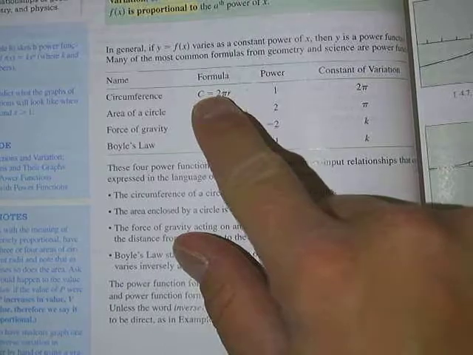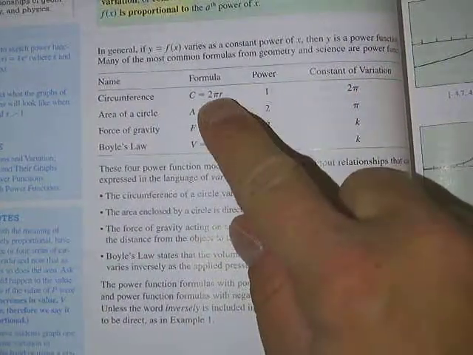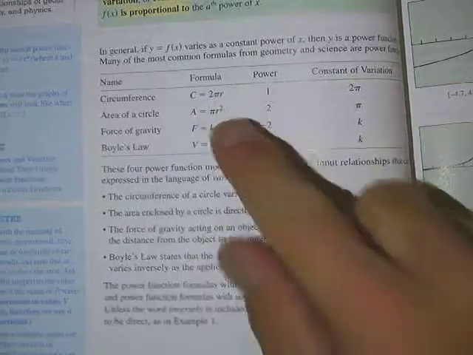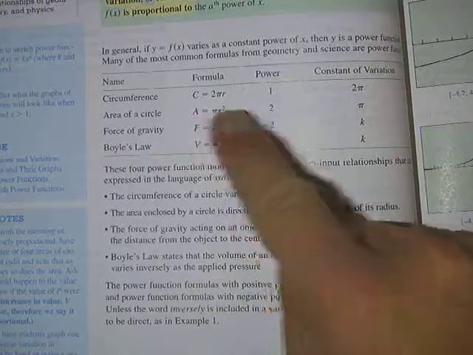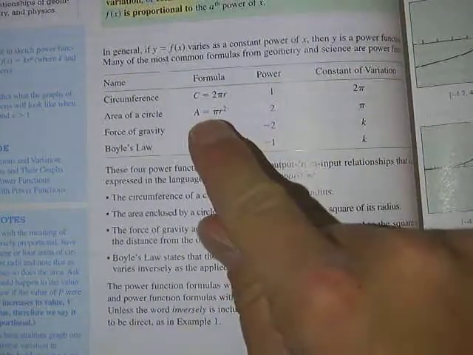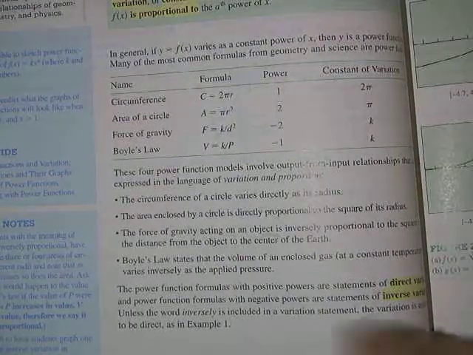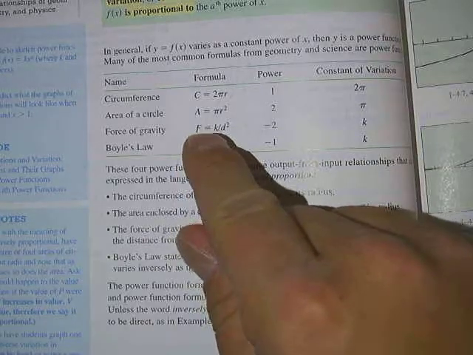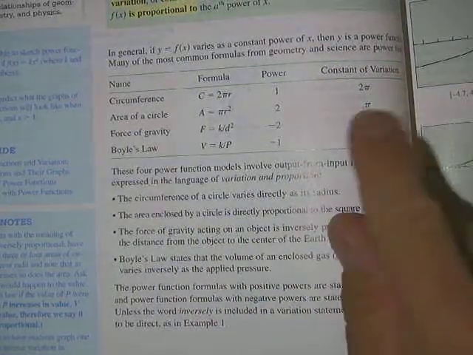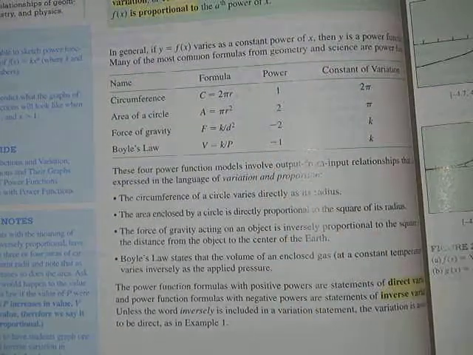Because as you can see, the variable that we have is r in this case. The constant out in front is the 2 pi, and the power on r is 1. So ultimately it's linear, if you will. In this one, pi would be the constant of variation, 2 would be the power. This particular formula we consider quadratic, because it's got degree 2, if you will. In this particular situation, we have F equals k over d squared. And so in this case, the k is the constant of variation, and then the power is negative 2.